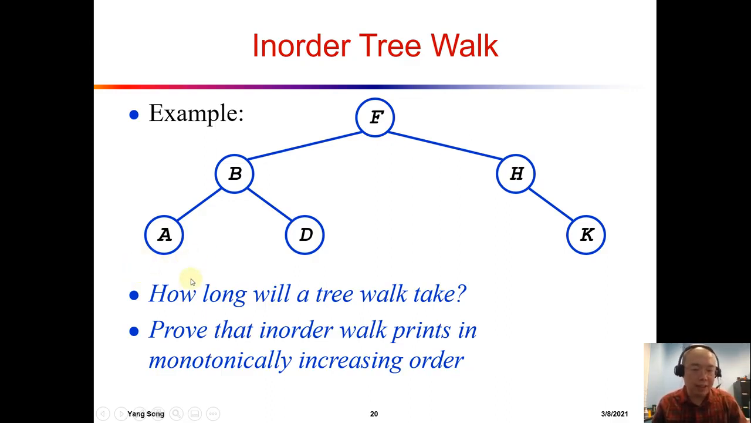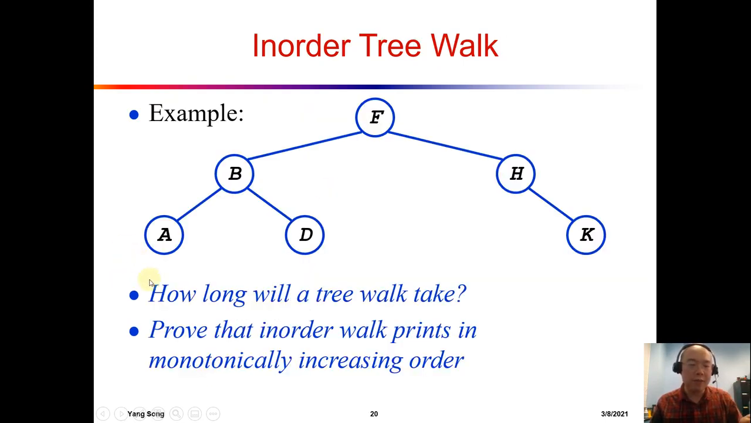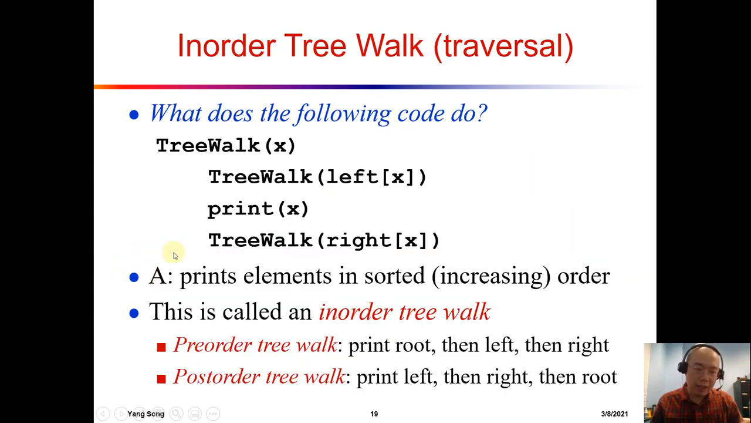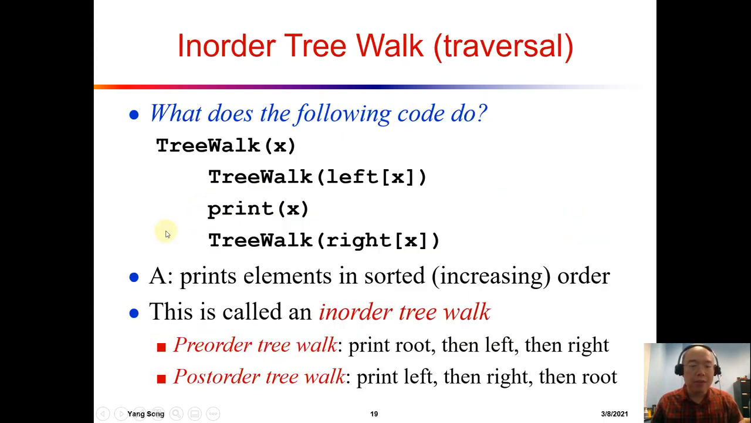And then again, there's no right child. So, oops, sorry. So we will first visit the left side of the A, and then we will say, okay, it is a null. And then we will do a print of the X. So we will print A.